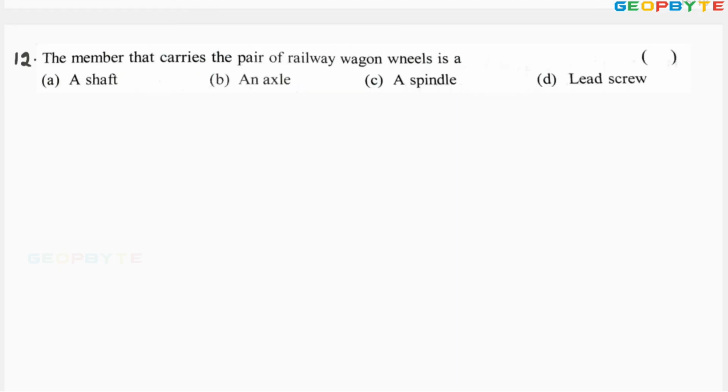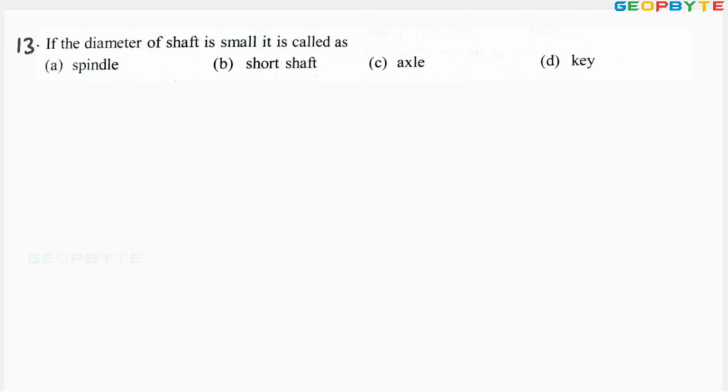Look at the 12th problem. The member that carries the pairs of railway wagon wheels is axle. The member that carries pairs of railway wagon wheel is an axle. Option B is absolutely correct. Let's go for the next problem. Let us read the simplest problem. If the diameter of the shaft is small, it is called spindle. The diameter of the shaft is too small, it is called spindle. Option A is absolutely correct.